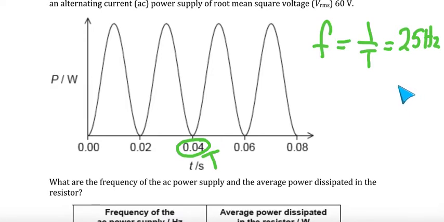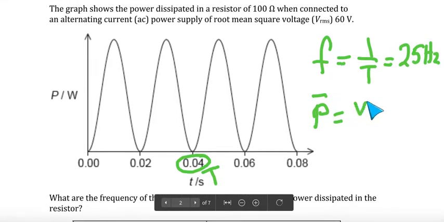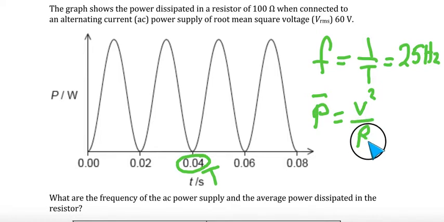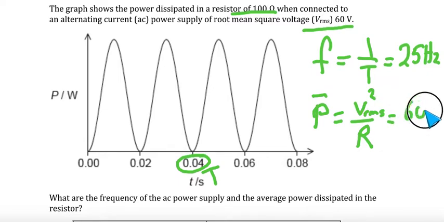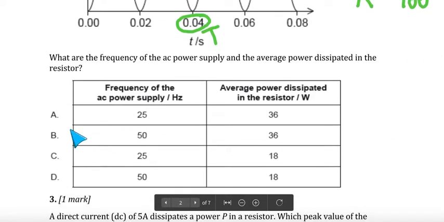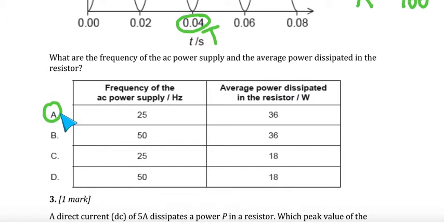Then we want to find the average power dissipated. For average power, I can use the V squared over R version because I have a value for the resistance and I have a value for the RMS. And since I'm looking for the average power, this relates to the RMS voltage anyway. So basically you have 60 squared divided by 100. This gives 36. So our answer is A.